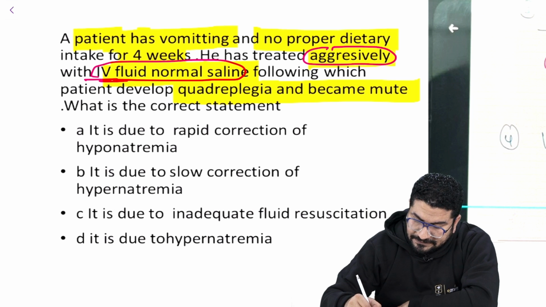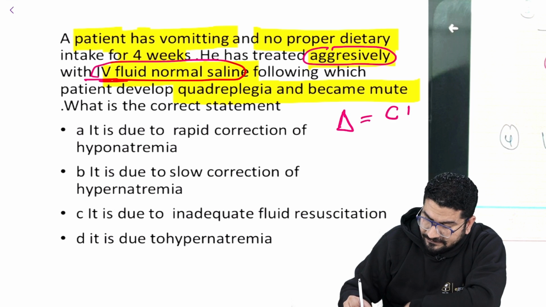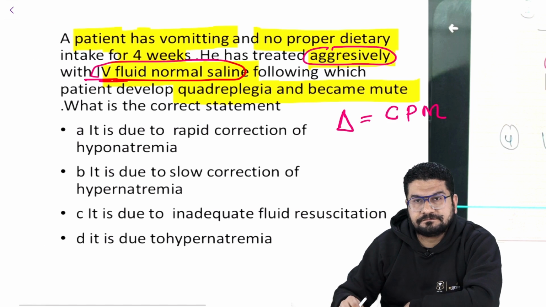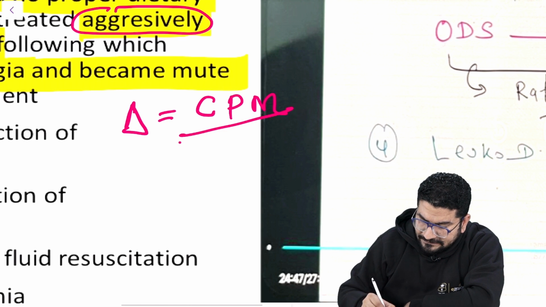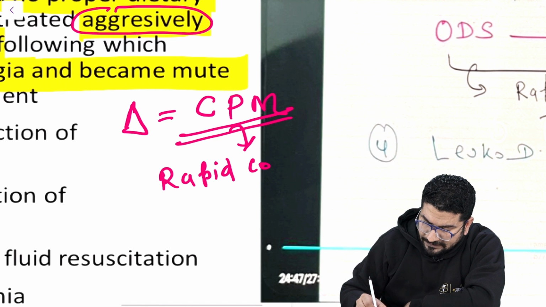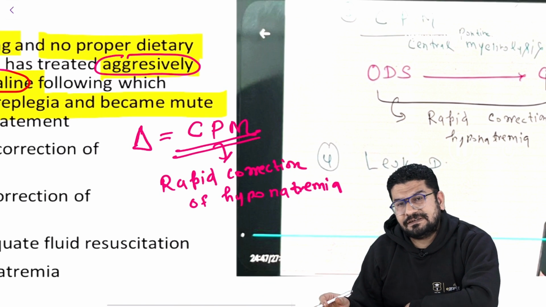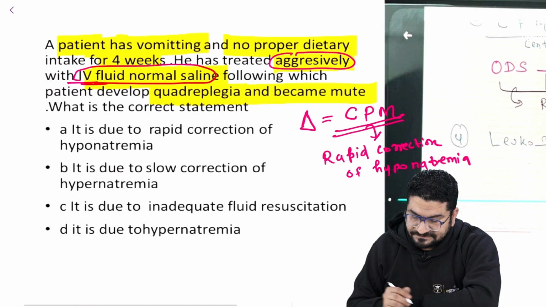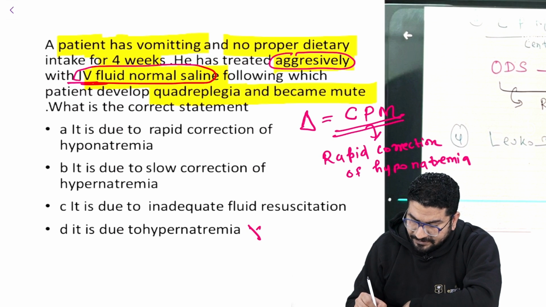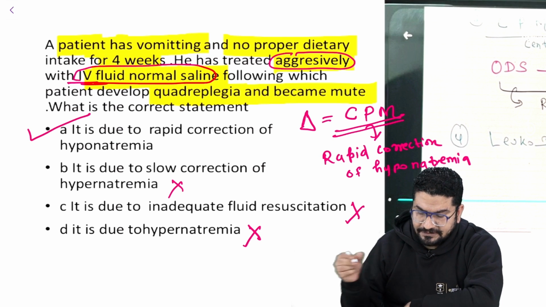So if you remember, understand this. This is a case of, if I give the diagnosis, central pontine myelinolysis. This is a condition that occurs due to rapid correction of hyponatremia. So the patient can develop central pontine myelinolysis due to rapid correction. Let us see the options. Is it due to hypernatremia? No. Inadequate fluid restriction? No. Due to slow correction? No. This is due to rapid correction of hyponatremia.